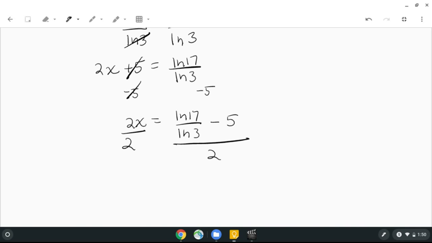So x equals, once you punch this all into your calculator, since you're dividing the entire top by 2, you might want to keep it all in parentheses if you're doing it all on one line. If you're doing natural log 17 divided by natural log 3, and you keep doing equals, and then you do minus 5 equals, and then divide by 2 equals, that's fine too. All right, so you should get here negative 1.211.